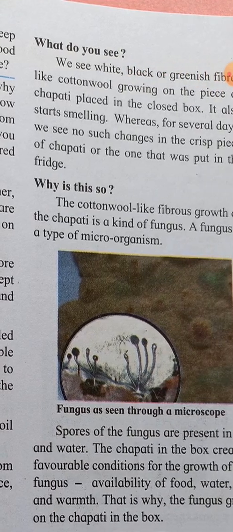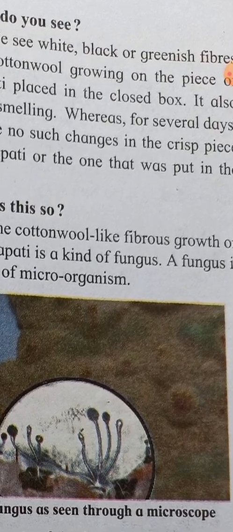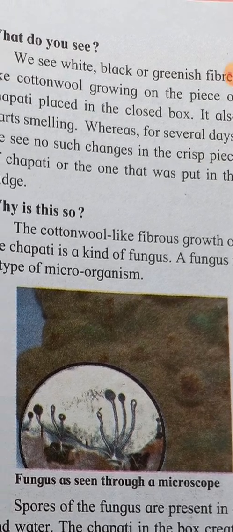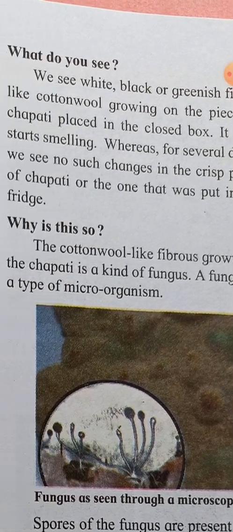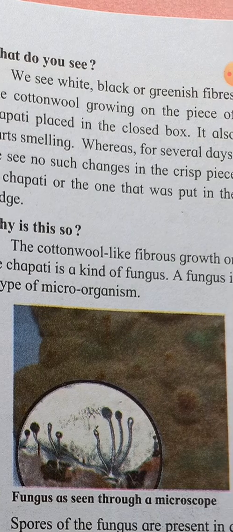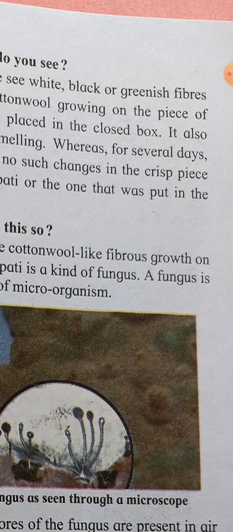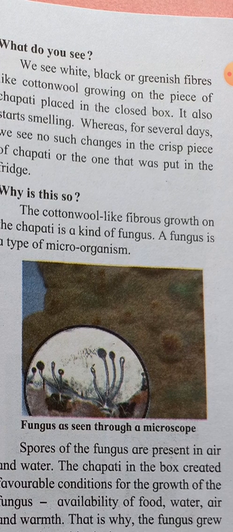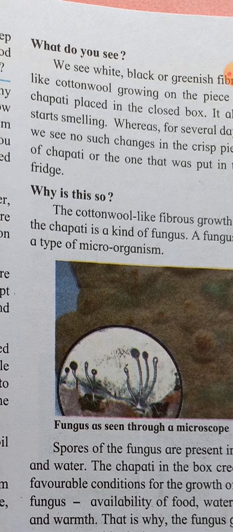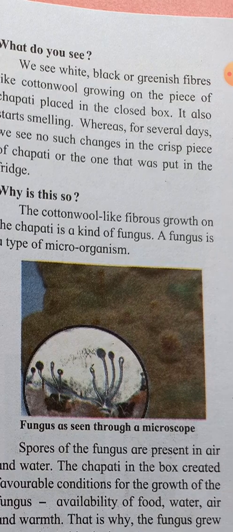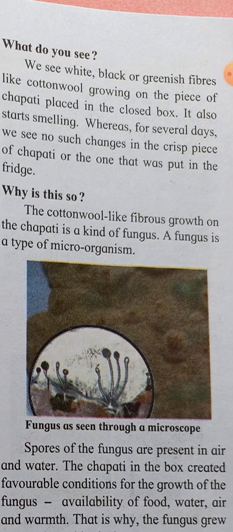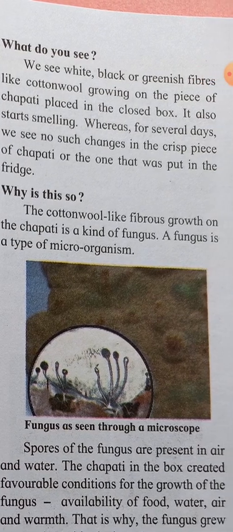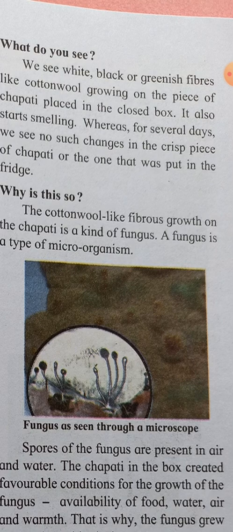What happens? What do you see on it? We see white or black or greenish fibers like cotton wool growing on the piece of chapati placed in the closed box. 3 pieces we had taken, 1 piece we had kept in the closed box. In that box we see a green colored cotton-like substance on that chapati, and it also starts smelling. A foul smell comes.